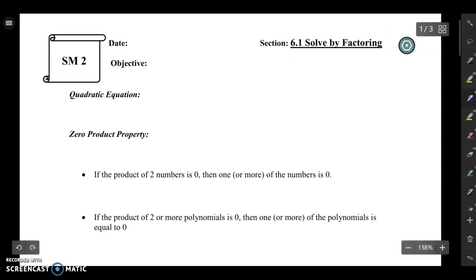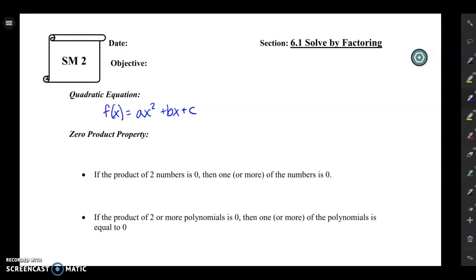Okay guys, today we're starting a new unit and it's about solving quadratics. So the first thing we're going to talk about is how to solve using factoring. So if you remember, a quadratic equation means that the biggest exponent I have is an x squared. So the most general form of a quadratic equation would be f of x equals ax squared plus bx plus c. And a, b, and c can be any numbers that you want. So what we're going to do is we're going to talk about how you can use factoring to help you solve a quadratic really quickly.